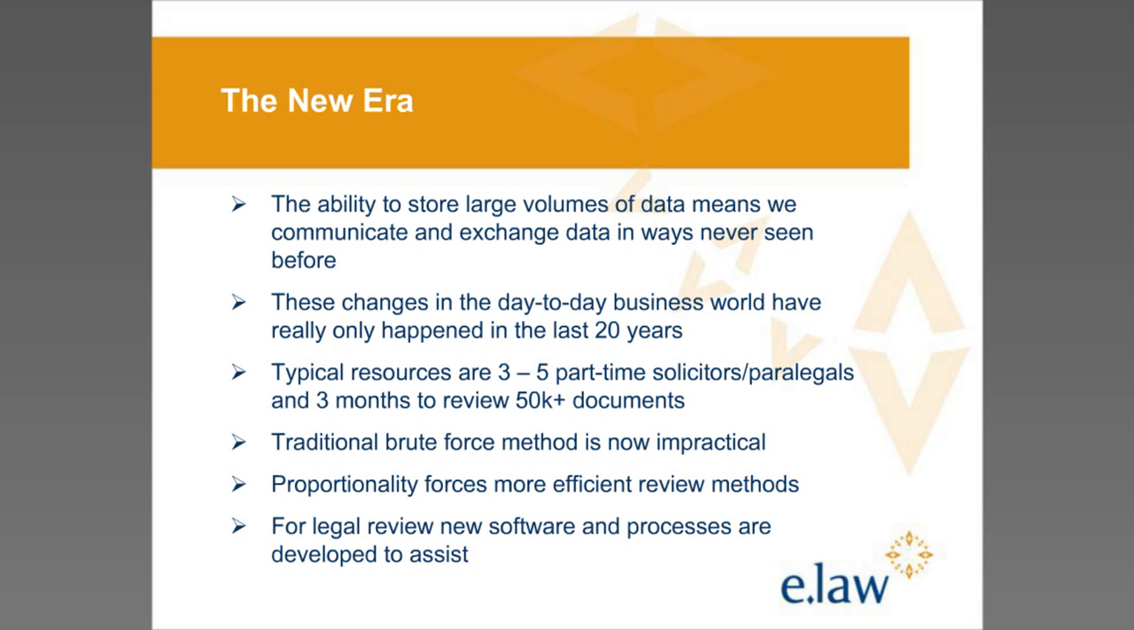So there's something we call proportionality. Basically, what this says is, say you have a $1 million claim, you can't spend $500,000 processing that claim. In reality, usually some much smaller percentage can actually be spent on processing the claim.